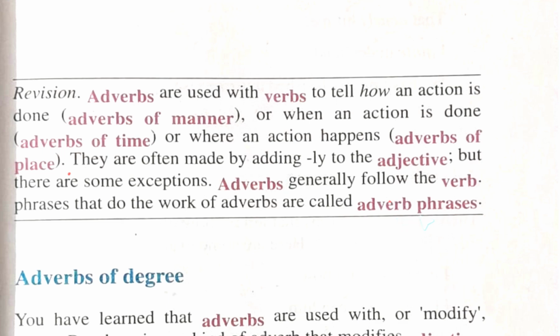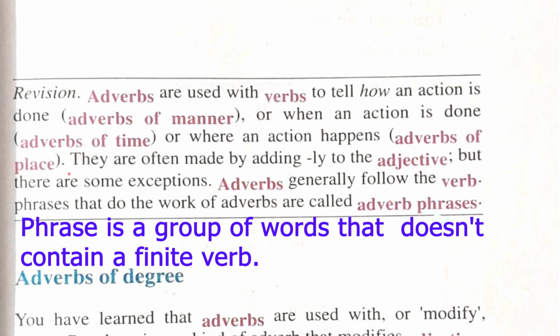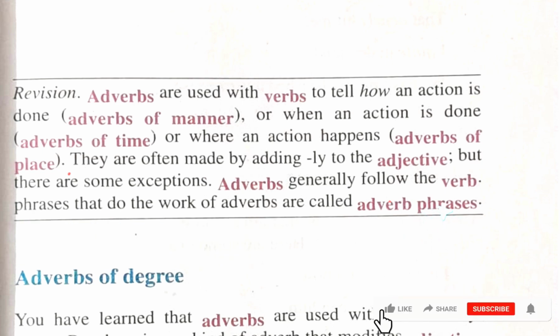So here, it is an interesting thing you have to remember: when we say an adverb is a word, that time it's actually describing or modifying a verb or an adjective or another adverb itself. Same thing happens with adverb phrases. We know what a phrase is. A phrase is a group of words which doesn't contain a finite verb, and when a group of words does the work of an adverb, it means when a group of words modifies an adjective or a verb or another adverb itself, that time it's called an adverb phrase.